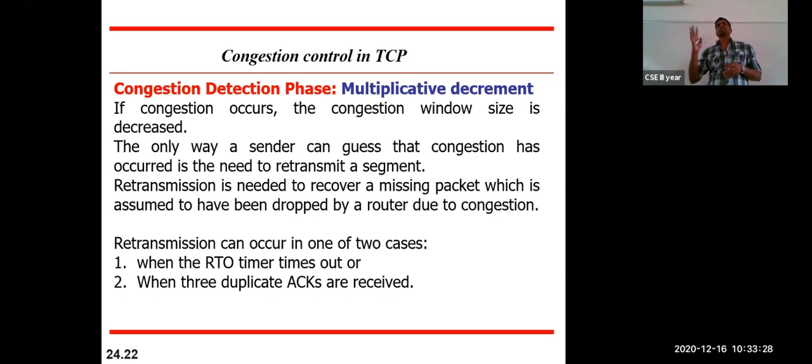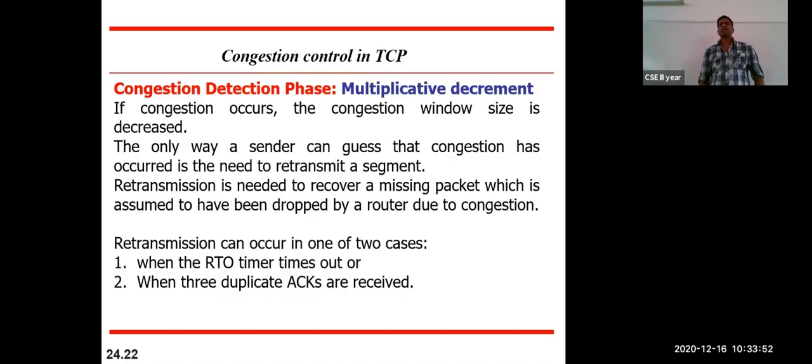Retransmission of segments. What does that mean? Acknowledgements are not coming back. What does that mean? There is a congestion, an assumption, right? So the only way a sender can guess that congestion has occurred is the need to retransmit a segment. Retransmission is needed to recover a missing packet, which is assumed to have been dropped by a router because of congestion. That's what it is.